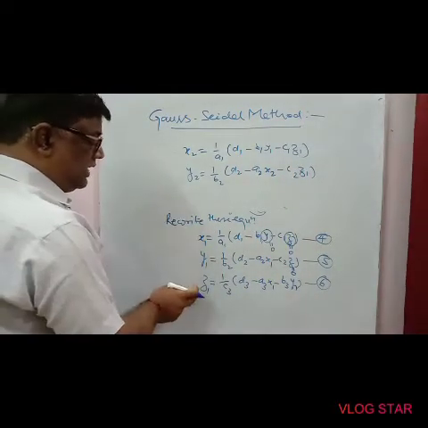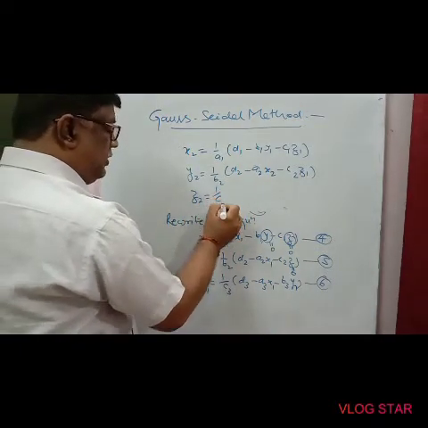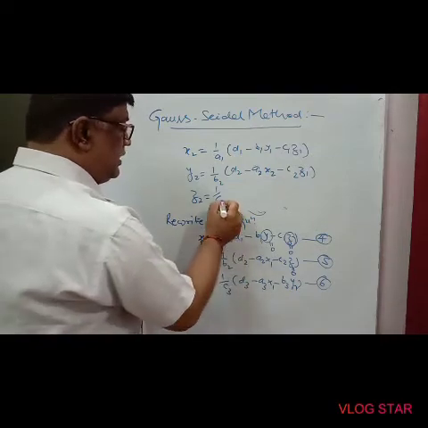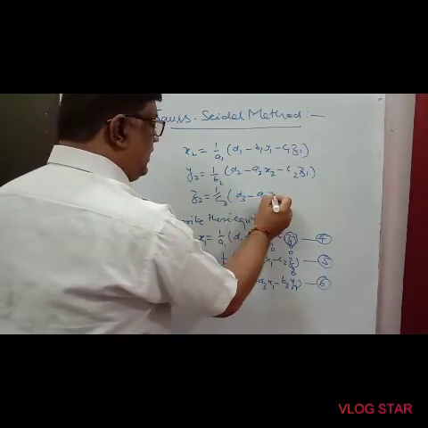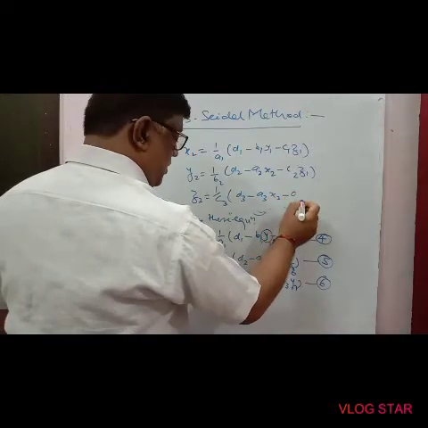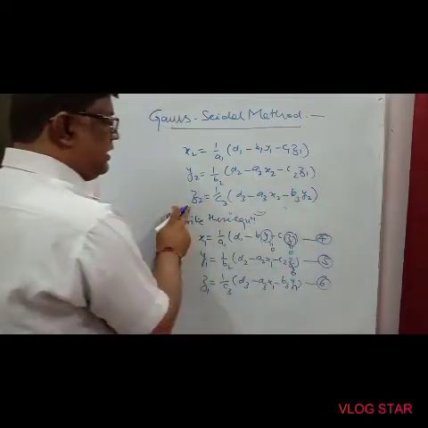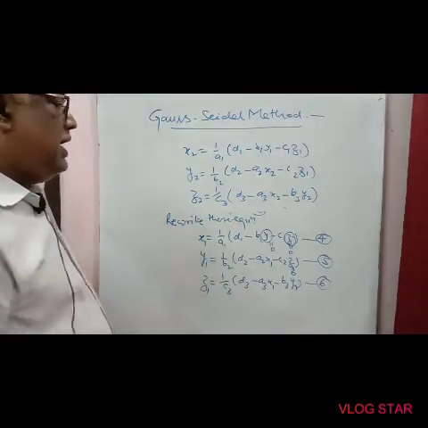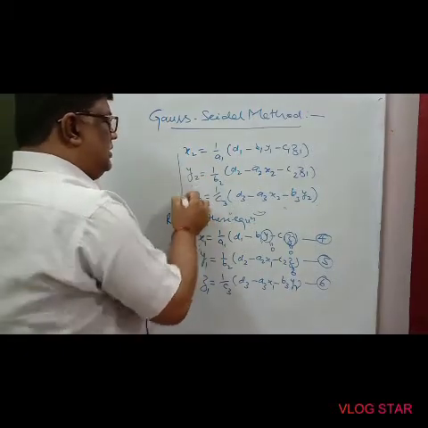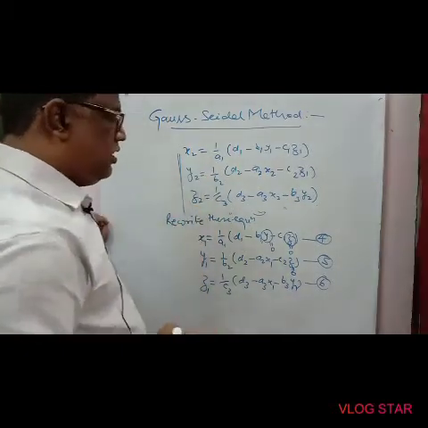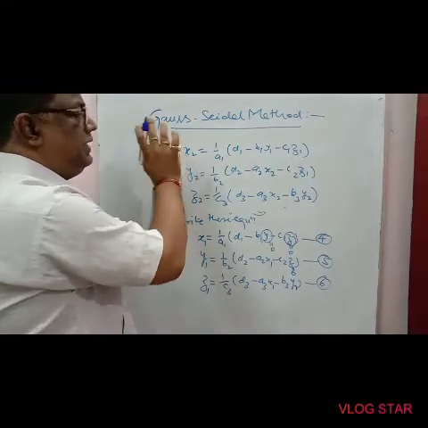And find the second approximation of z, that is z2. Then write, putting the values in equation number 6, 1 upon c3 times d3 minus a3x2 minus b3y2. This is the second approximation z2. Repeat this process until three successive approximations are nearly equal, or you get the solution. This is the procedure of the Gauss-Seidel method.